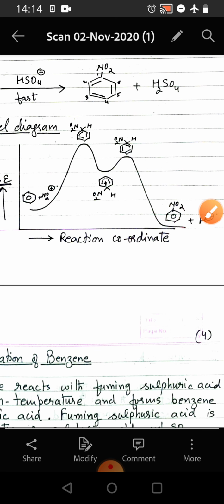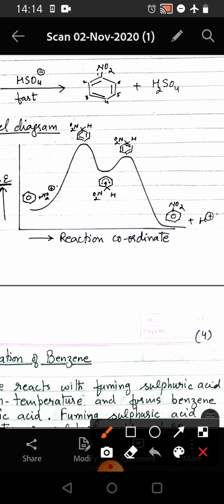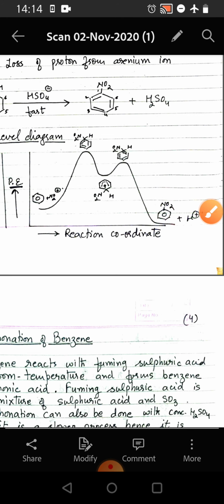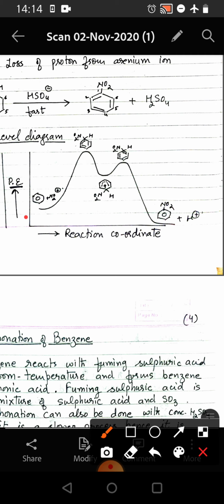Now we come to the energy profile diagram. In this we see that X is the reaction coordinate and Y is the potential energy axis. So here we see reactant and the product with two transition states and one intermediate. Studying the energy profile diagram, we see that the product is at the lowest level, then the reactant is a bit higher, but transition state 1 and transition state 2 are at the highest level, whereas the intermediate is below the level of the transition states.